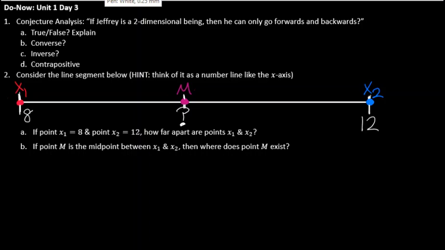I'll give you a little hint on number 2. Think of it as a number line. That is the best way to think about it. A number line, we're starting here at point x1, going from 8 to point x2 over here to 12. And thinking of it that way is easily going to help you answer questions A and B.